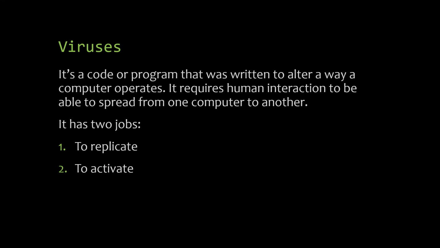Viruses. A virus is a code or a program that was written to alter the way a computer operates. It attaches itself to a legitimate program or document and then waits until that program or document is run. A virus has two jobs: to replicate and to activate. Once it is activated, then it's game on to start replicating.